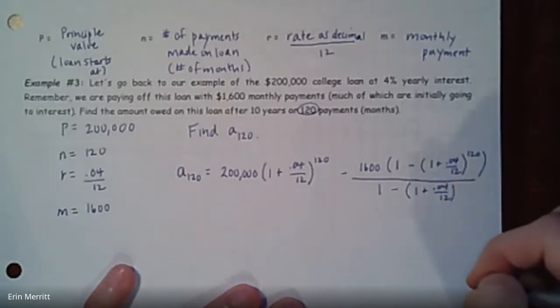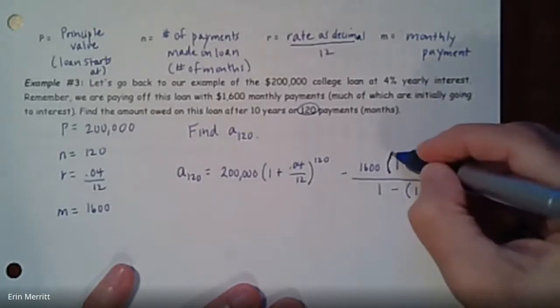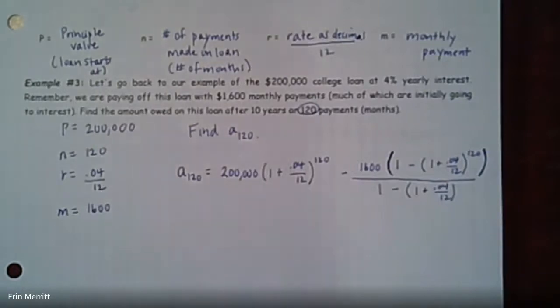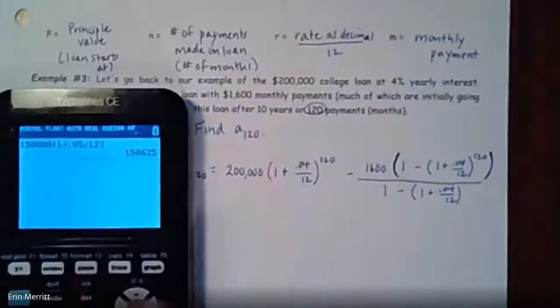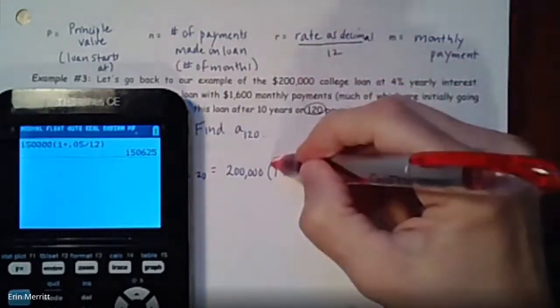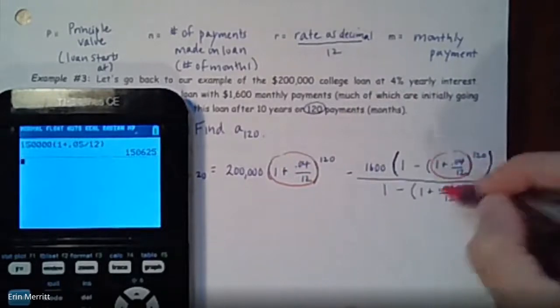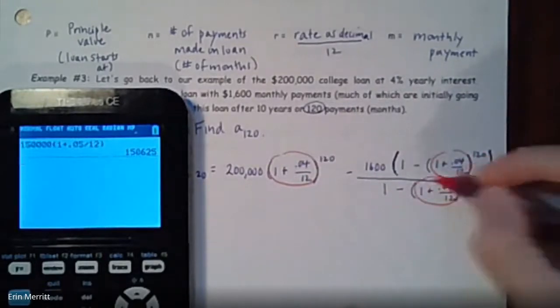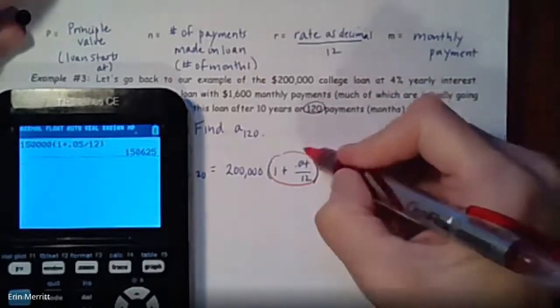You can see right now, this is going to be more about being neat and organized and typing things in correctly than it is about the algebra itself. What I would strongly suggest is, if you take a look, you have the same expression used in three different places. This expression, 1 plus 0.04 over 12, is here, here, and here. So I'm going to store that value in my calculator as X to make it a little easier to type all this in.